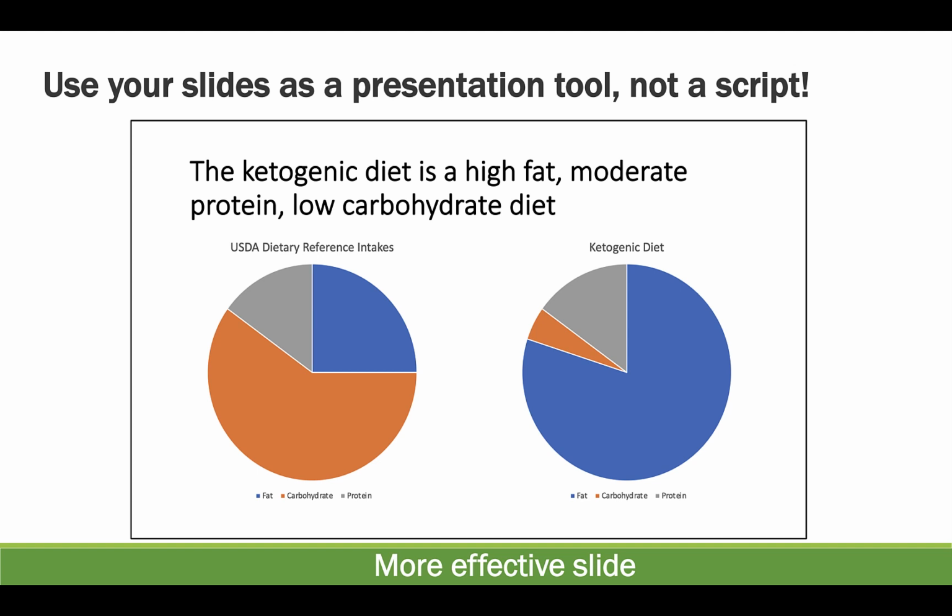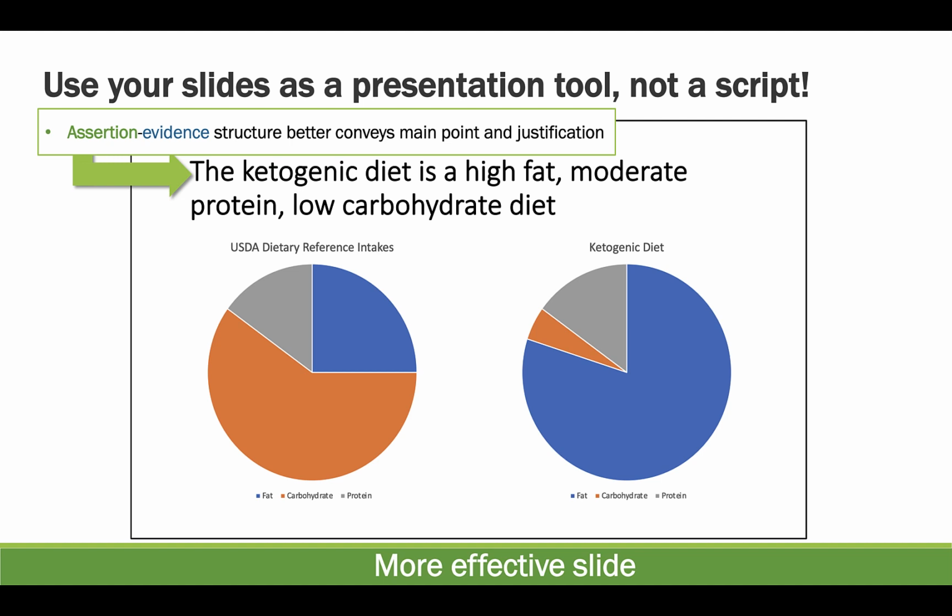As you can see, this slide is much cleaner and clearer and conveys one very clear main point. In particular, notice that this slide uses what's called an assertion evidence structure, which is a great way to convey main points and the justification for those points. This structure is much like the way you organize your writing, where for each paragraph you have a topic sentence, evidence to support that topic sentence, and then analysis and transition that leads you to the next paragraph.